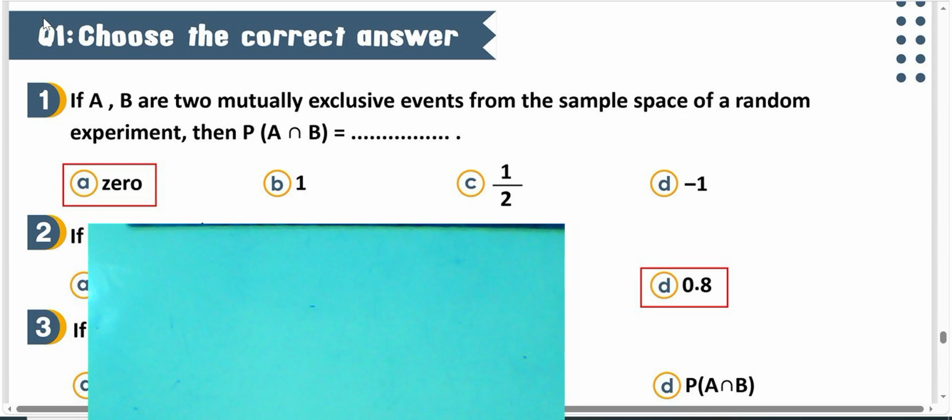Prep 3, today we'll explain and solve all questions about statistics and probability. First question, show the correct answer.